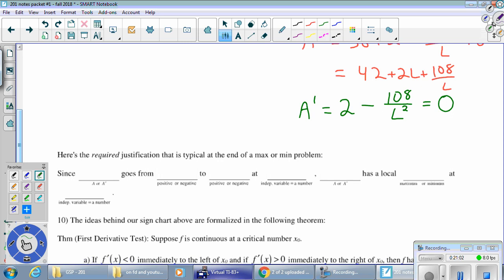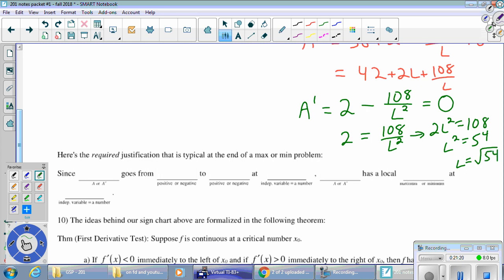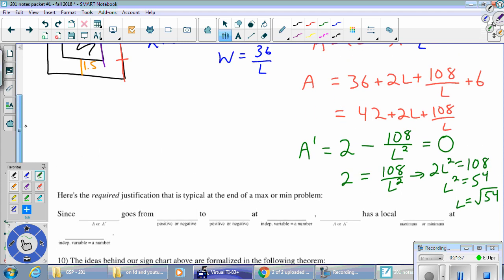But we are going to get at least one answer out of this equation. So we'll solve, add the 108 over L squared to both sides. I'll multiply both sides by L squared, divide by 2, and then take a square root. Technically, there are two answers. It's square root of 54, but then also negative square root 54. But again, a negative length doesn't have any meaning, just like a 0 length doesn't have any meaning in this problem. So that negative square root of 54 is technically a critical number, and then it gets ignored.